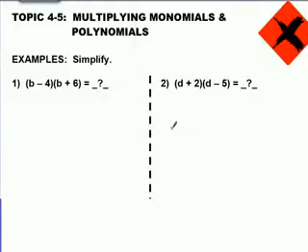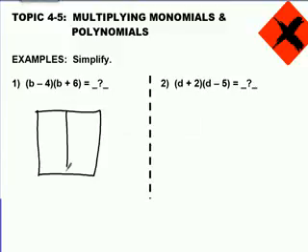Talking about lesson 4-5, multiplying monomials and polynomials. Now this is just a review of topics 4-1 through 4-4. I'm going to go through this one pretty quickly. You may want to stop and pause it every now and then if you get behind. Okay, we're going to start with the box on this one.